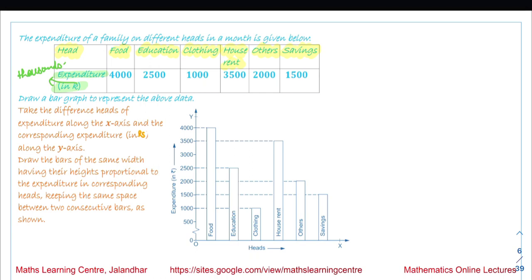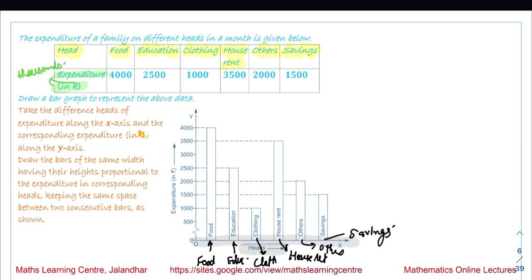Again on the x-axis we have marked the heads. This first one represents food, the second represents education, the third represents clothing, this represents house rent, next is others, and this is savings. And the values are 4,000, 2,500, 1,000, 3,500, 2,000, and 1,500.